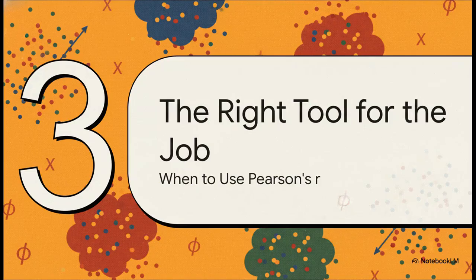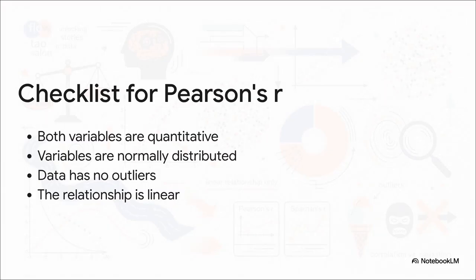That's a huge question, because R is a specialized tool. It is incredibly powerful, but if you use it in the wrong situation, you can get some seriously misleading results. So you absolutely have to know the rules of engagement. Luckily, there is a pretty simple checklist. First, both variables have to be quantitative, meaning they're actual numbers, not categories like yes or no. Second, the data should ideally have a normal distribution, that classic bell curve shape. Third, watch out for extreme outliers, because one crazy data point can throw the whole thing off.